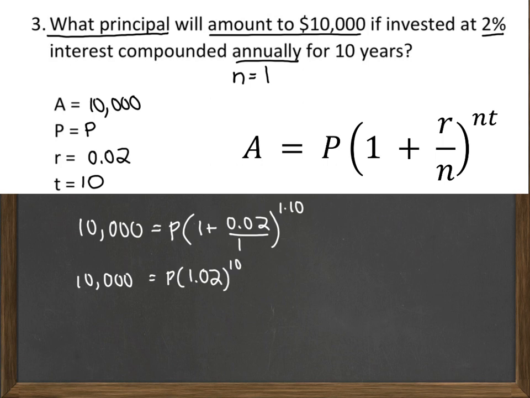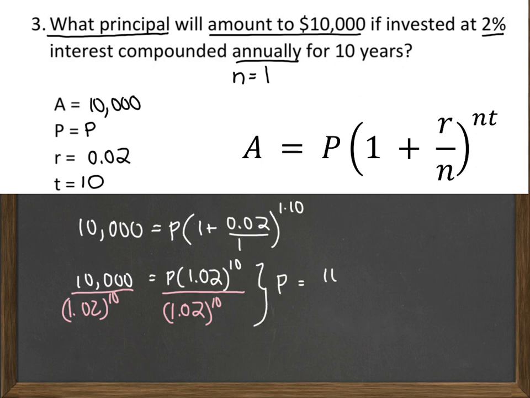Remember what we're trying to do here is isolate P. Well, how can we do that? You could evaluate 1.02 to the 10th power first. You're welcome to do that. I would strongly encourage you, instead of doing that first, to just divide by 1.02 to the 10th power. I'll show you what's going to happen next. We're going to rewrite this as P equals 10,000 divided by 1.02 to the 10th power.